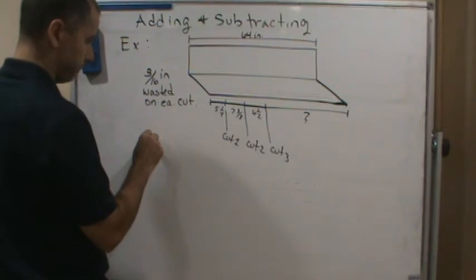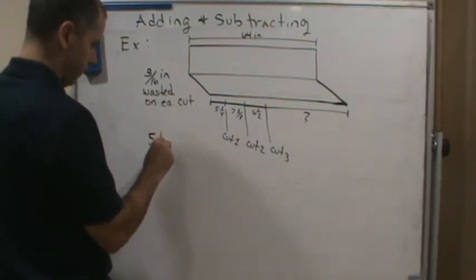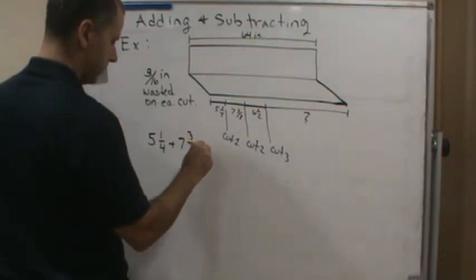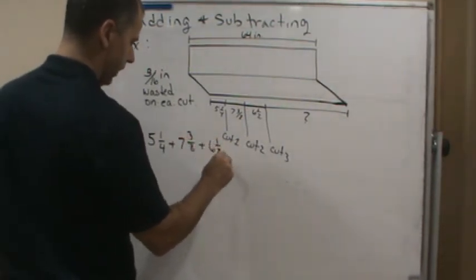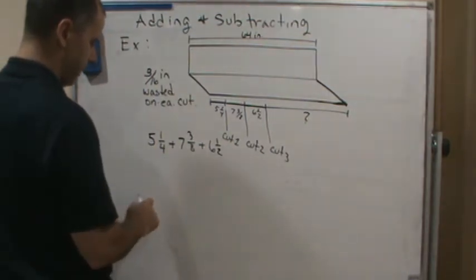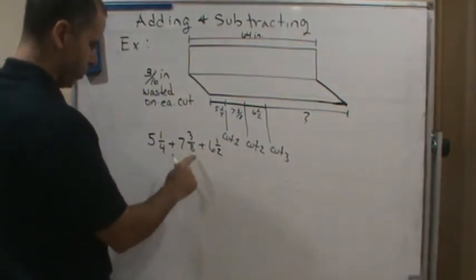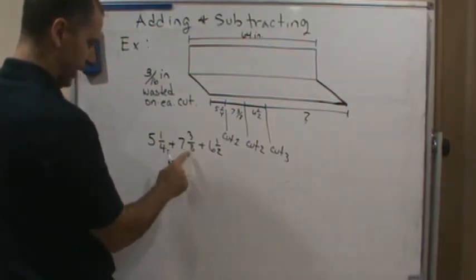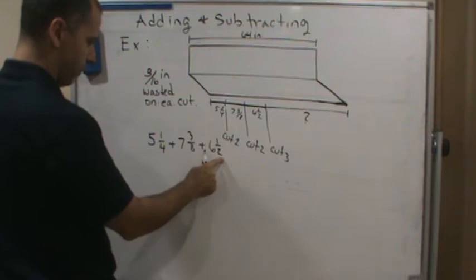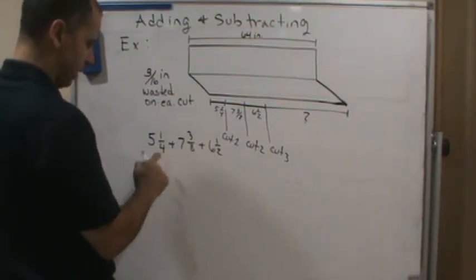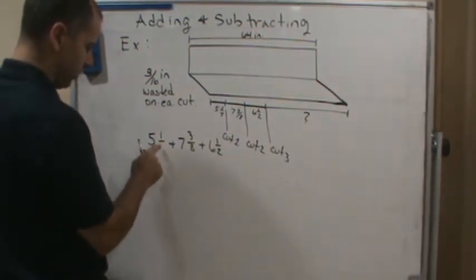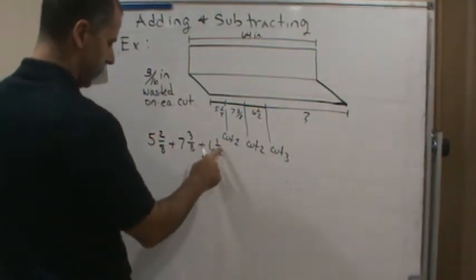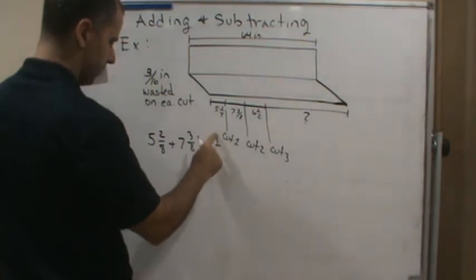So we've got 5 1/4 plus 7 3/8 plus 6 1/2. And again, we want a common denominator. So I'm going to write this. So what is it? So the least common multiple is 8, right? 8 is a multiple of 4. It's a multiple of 2, and it's also a multiple of itself. So I'm going to change this to 2/8. And then I'm going to change this to 4/8.